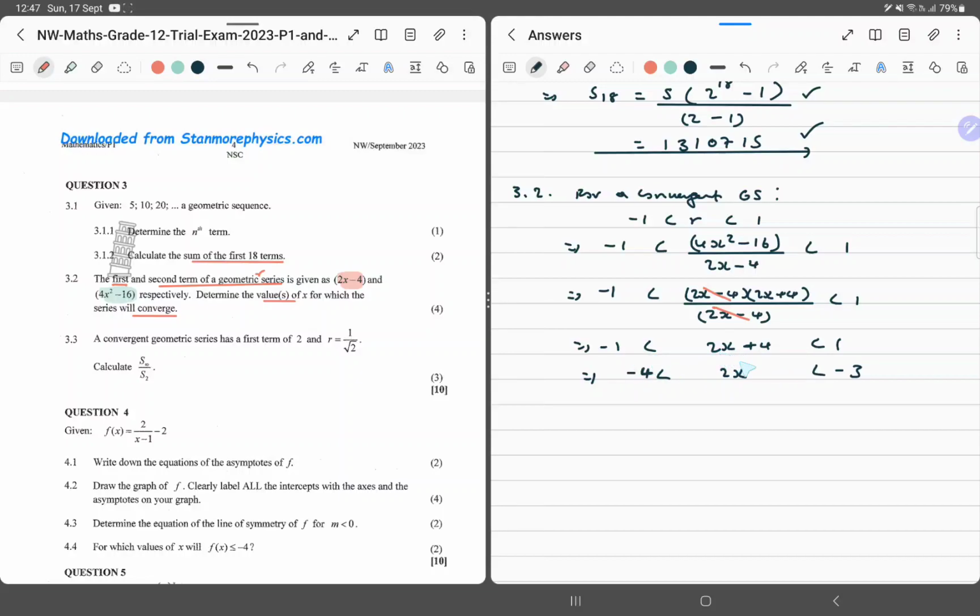Now, this is going to be minus 4 minus 1. It's going to be minus 5. Therefore, now we divide. X is going to be less than minus 3 over 2. Remember, when you divide by a positive number, the sign doesn't change. So the inequality remains. So this is minus 5 over 2. And that's it.